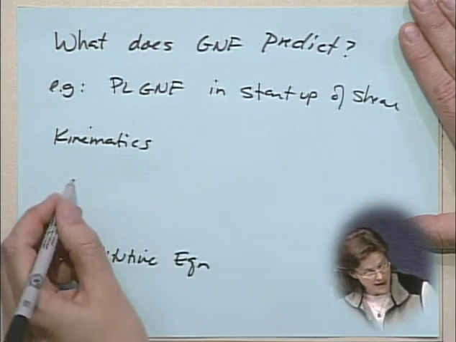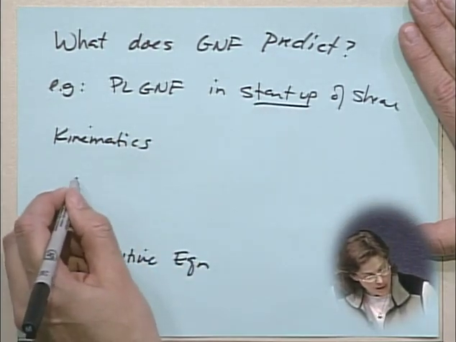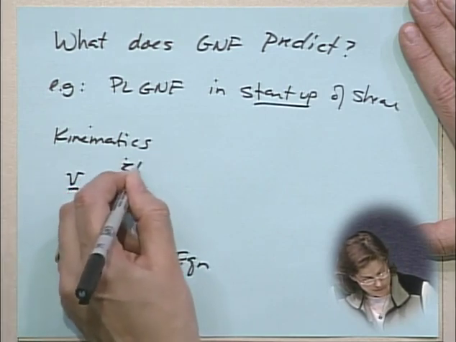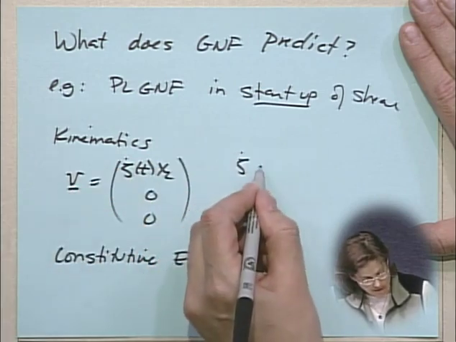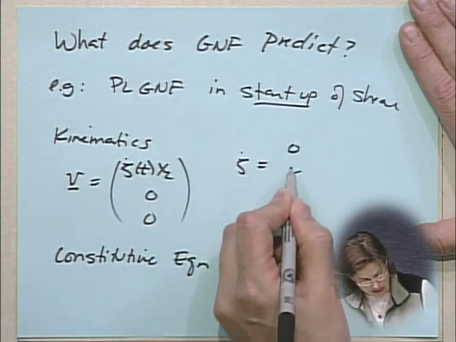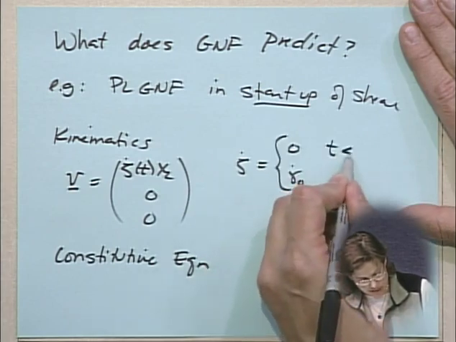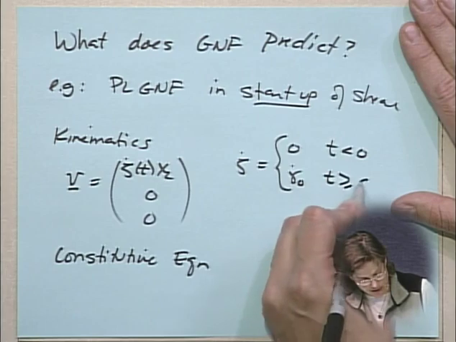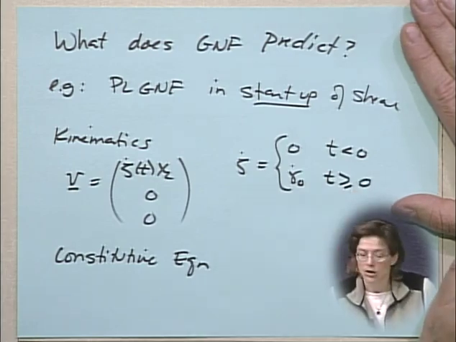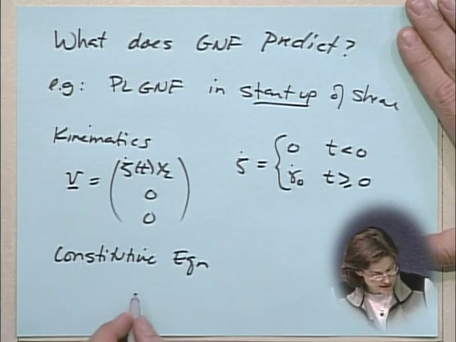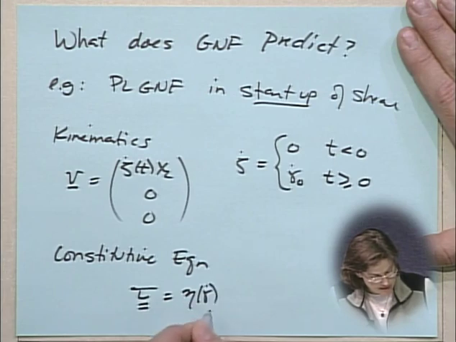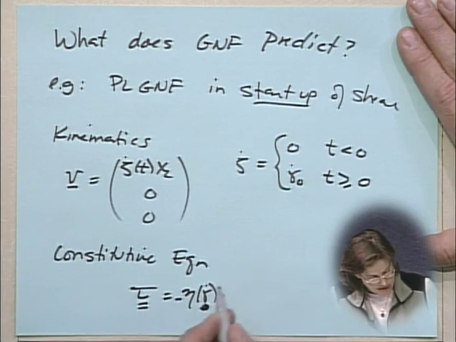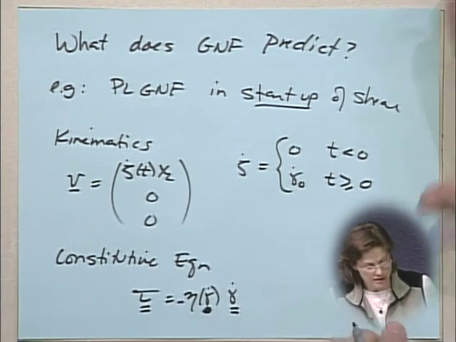So the kinematics of startup are that we have shear flow, where the gamma dot function is 0 for time t less than 0, and something for time t greater than or equal to 0. So we need to put those kinematics into this constitutive equation: tau equals minus eta of gamma dot, the scalar, times gamma dot, the tensor, del V plus del V transpose.